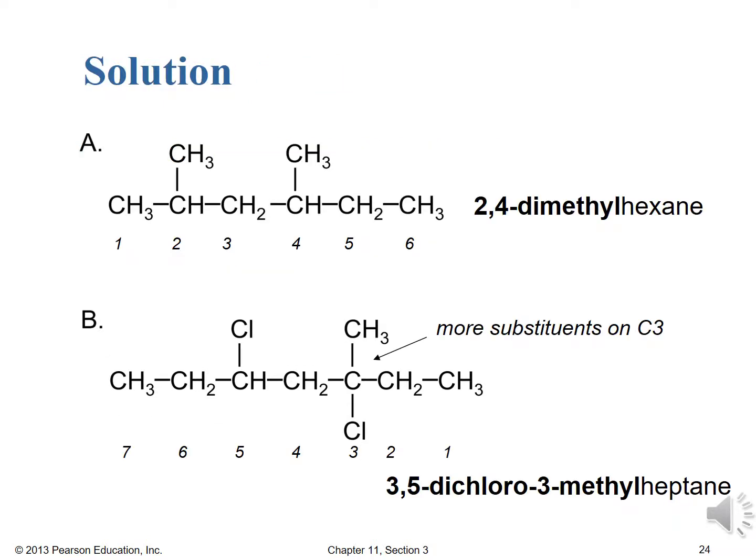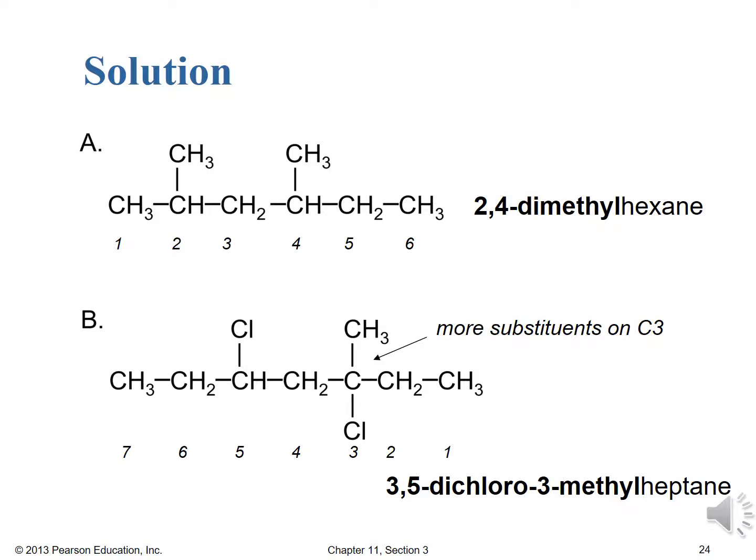All right, I didn't break these down into the individual steps because hopefully you're getting the hang of those steps. If that's not the case, please do try some more problems going step by step. But if you're already comfortable with those 3 steps to approaching the names, then hopefully you also were able to come up with the correct names, which in this case was 2,4-dimethylhexane for A, and then for B, 3,5-dichloro-3-methylheptane.